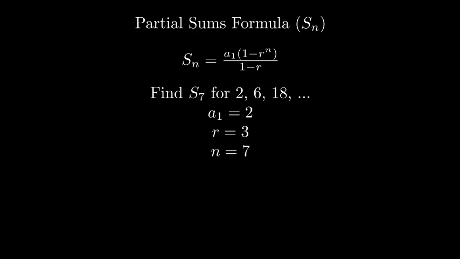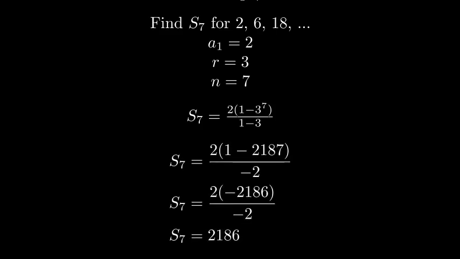We know a sub 1 is 2, r is 3, and n is 7. Let's substitute these into the formula. S sub 7 equals 2 times the quantity 1 minus 3 to the 7th power, all divided by 1 minus 3. 3 to the 7th is 2187. So we have 2 times negative 2186 divided by negative 2. The 2's and the negative signs cancel out, leaving us with a sum of 2186.